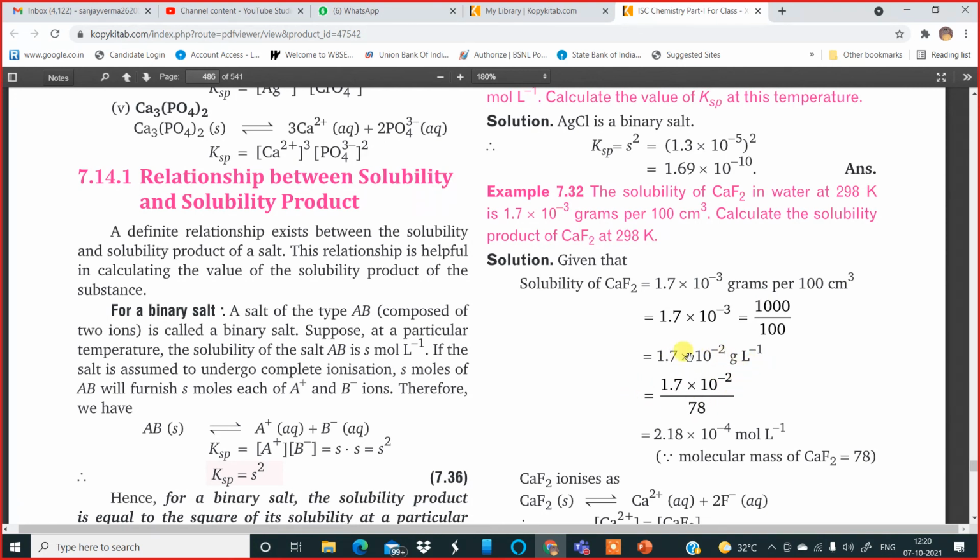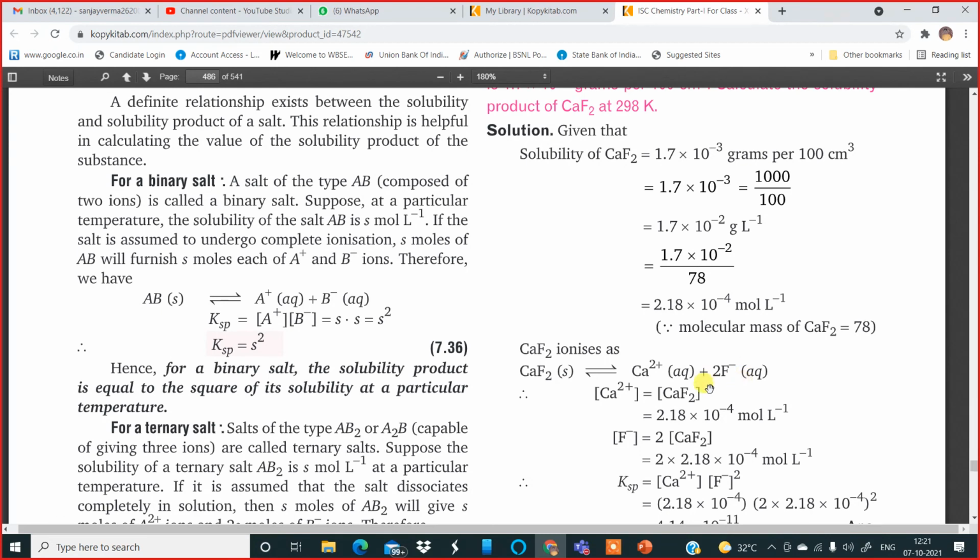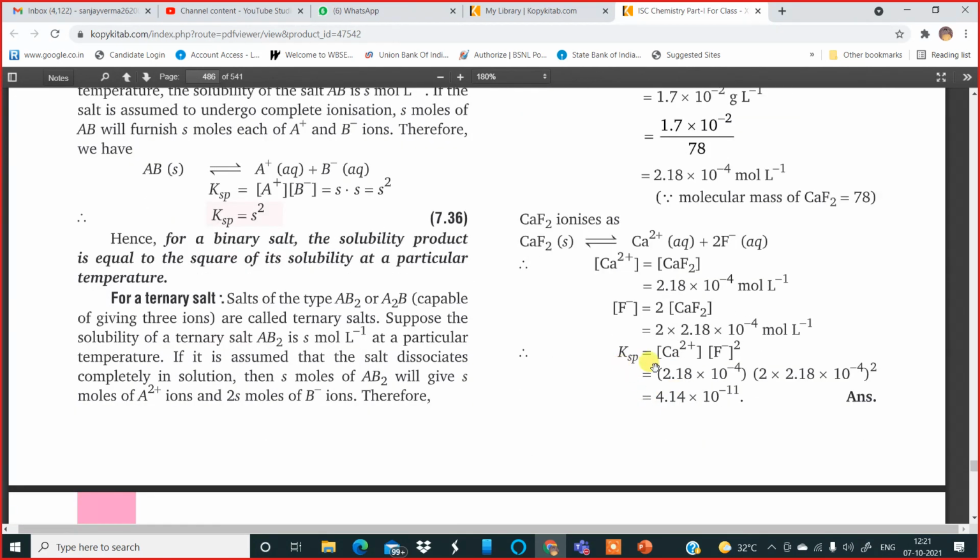So the solubility over here in moles per liter: the molecular mass of CaF2 is 78. So 1.7 into 10 power minus 2 divided by 78 will give the solubility in moles per liter. Based on this, we write down the ionic equation over here. Finally we have the value of 2.18 into 10 power minus 4 moles per liter for the solubility. Then the concentration of calcium ions is equal to the solubility, and fluoride ions is twice that. The CaF2 is a solid, so write the formula for Ksp, Ca2+ and F- raised to the power of 2, because it is producing 2 fluoride ions and 1 calcium ion. So put the values over here and get the answer for the Ksp, solubility product.